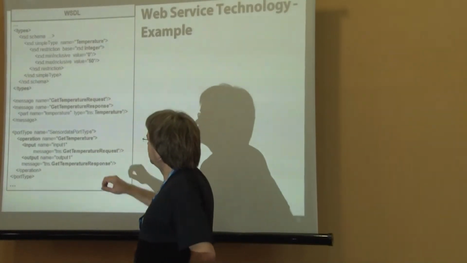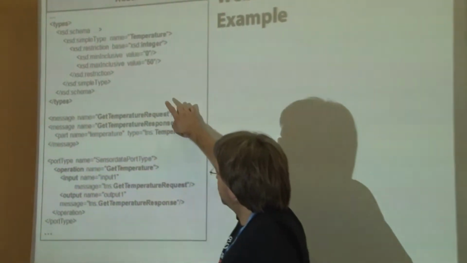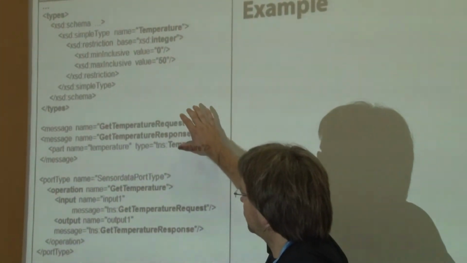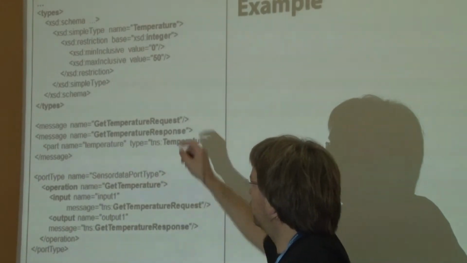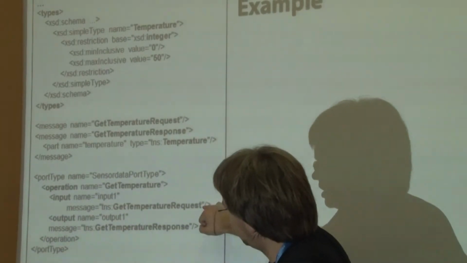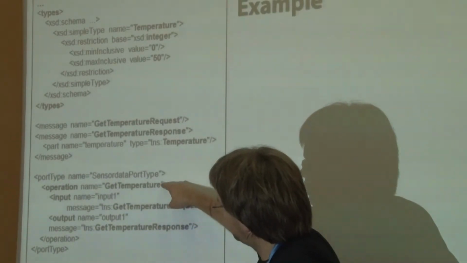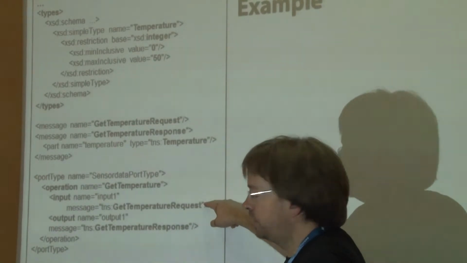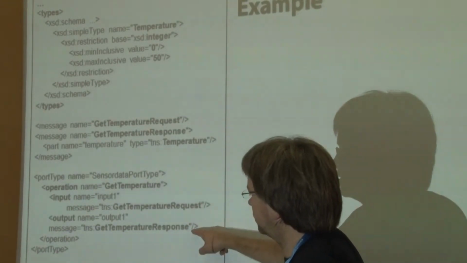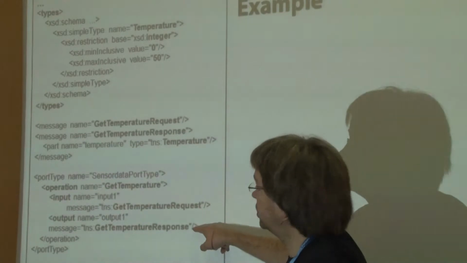What the service more or less does is it offers, let's say, a remote procedure that you can call by sending a message. The operation is called get temperature. You can send a get temperature request to the service, and as a result get a get temperature response back.